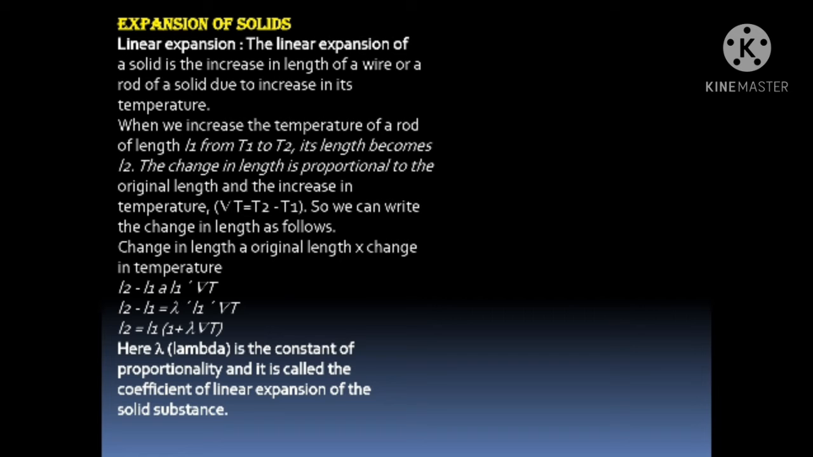So we got two terms, L1 and L2. And now a temperature change also takes place. How? Before heating, the temperature was at room temperature, so let's name it T1, and after supplying heat to it, that will become T2, and we will denote it as delta T, because we know delta T is the change in temperature. So change in length is proportional. So what does it mean?